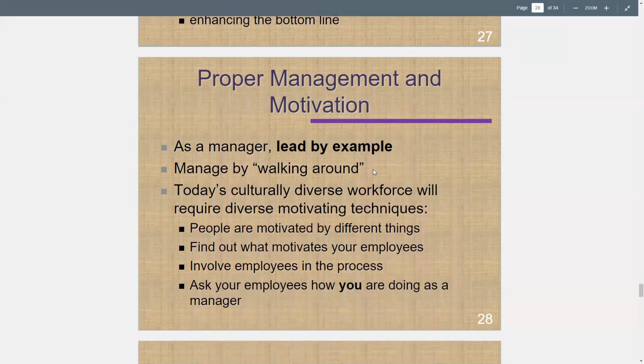You're probably not going to be able to be an undercover boss, but by being present regularly, you can get the respect of your workers and you can have a better understanding of what's going on in the workplace.